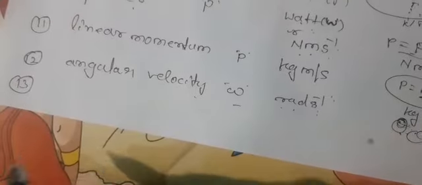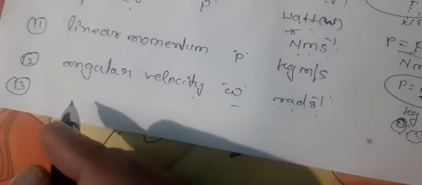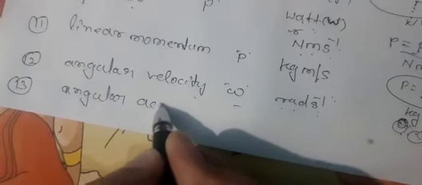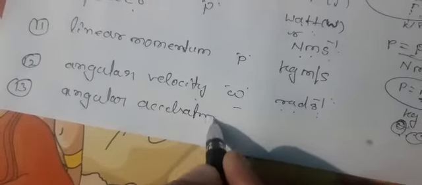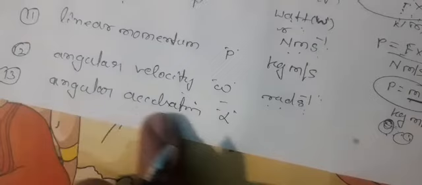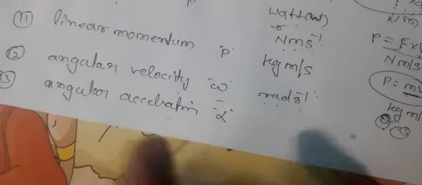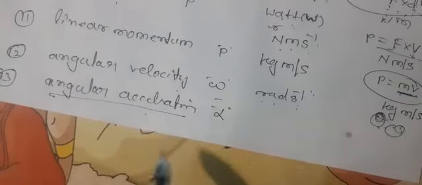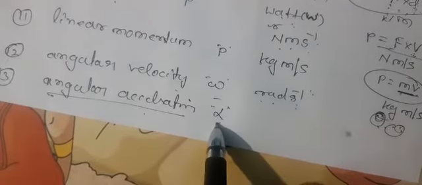The 13th one is angular acceleration. The symbol of angular acceleration is alpha. First of all, what is the meaning of angular acceleration? The angular acceleration is also rotational motion.